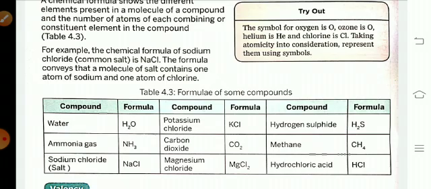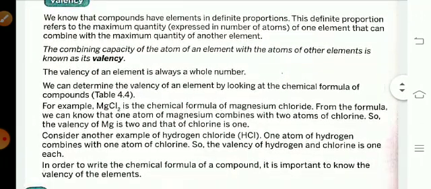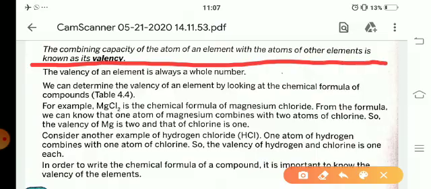Next our topic is valency. What is valency? We know that compounds have elements in definite proportion. This definite proportion refers to the maximum quantity of one element that can combine with the maximum quantity of another element. The combining capacity of the atom of an element with the atoms of other elements is known as its valency.